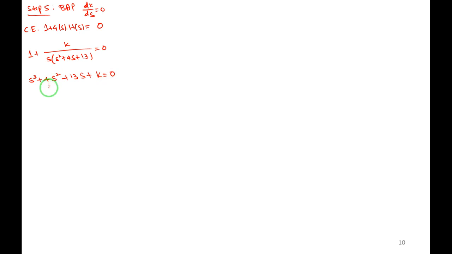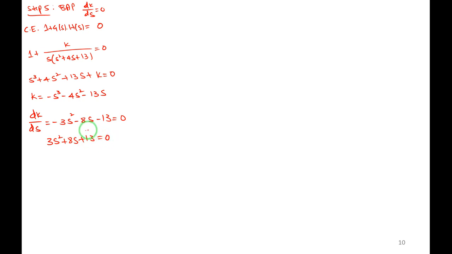So we will separate the k terms to one side and the s terms to the other. K is equal to minus s cube minus 4s square minus 13s. Take the derivative of k with respect to s and equate it to 0. dk by ds: n x to the power of n minus 1, so minus 3s square minus 8s minus 13. Equate it to 0, so this will be positive 3s square plus 8s plus 13.